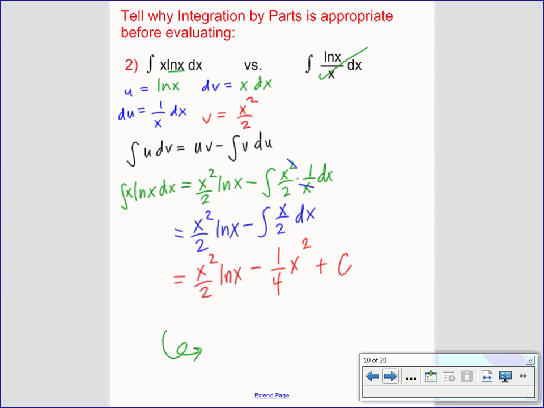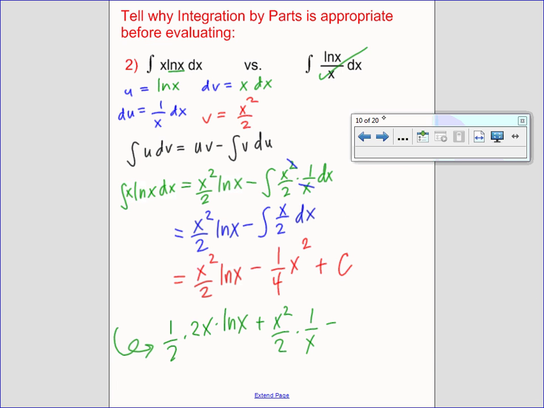Here we go. The derivative of a product of two functions is the derivative of the first, so 1/2 times 2x times the second, ln of x, plus the first, x squared over 2, times the derivative of the second, 1 over x, minus the derivative of 1/4 x squared, which is 1/4 times 2x, plus the derivative of a constant is 0.